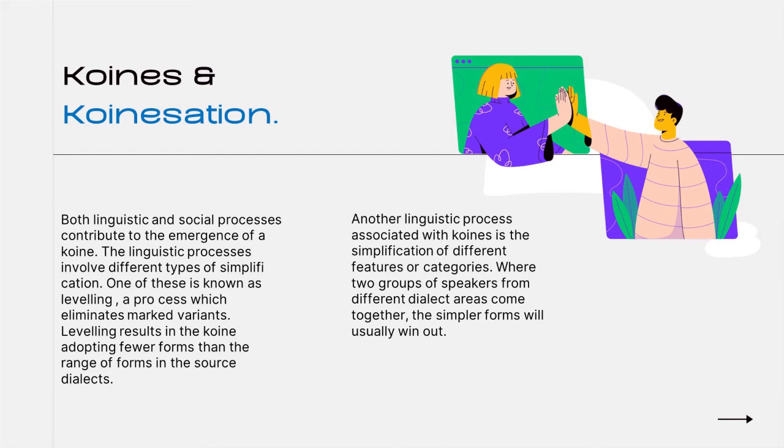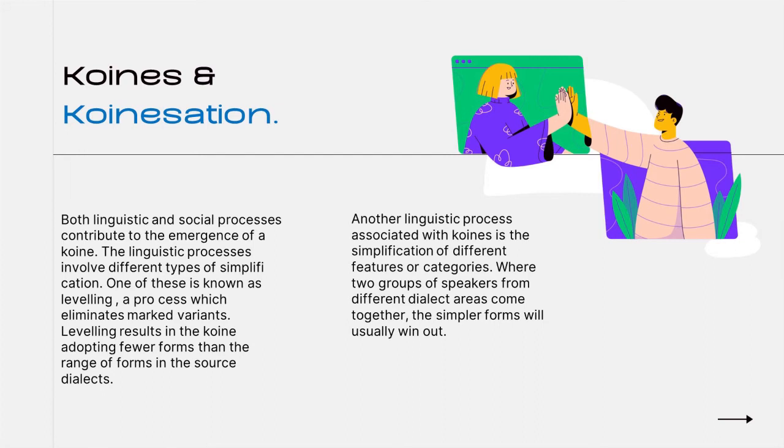Linguistic processes involve different types of simplification. One of these is known as leveling, a process that eliminates marked variants. Leveling results in the koine adopting fewer forms than the range of forms in the source dialects. For example, if people who speak a dialect with post-vocalic R come into contact with people who do not, leveling generally leads to the disappearance of post-vocalic R in the koine. This happened in large parts of England as described above.